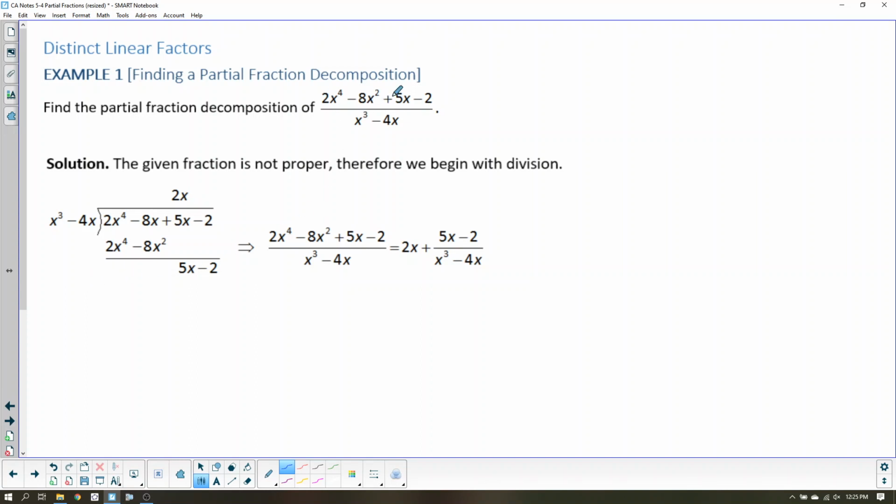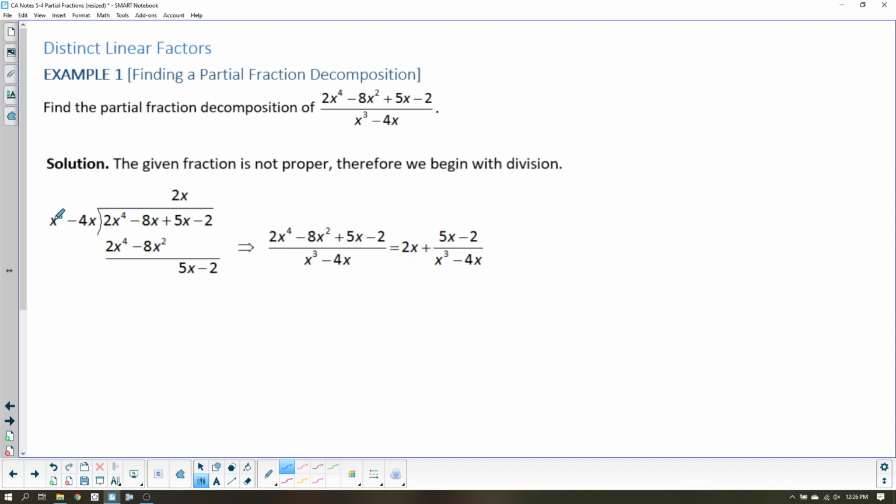Okay, so we want to do the partial fraction decomposition for this rational expression. First thing to notice is the degree of the denominator is 3, the degree of the numerator is 4, so this is not proper. Since it's not proper, we have to go through long division. So just to save time, I've already gone through and done that.